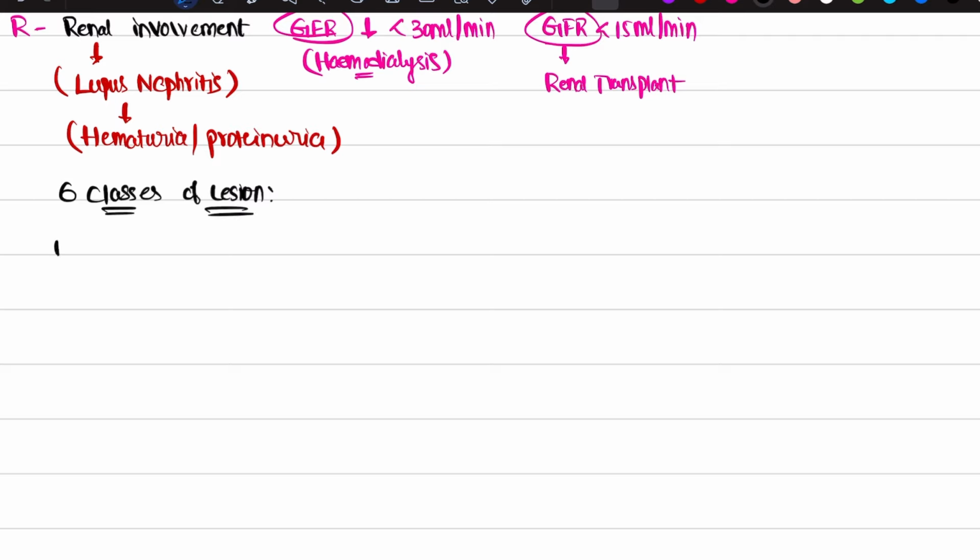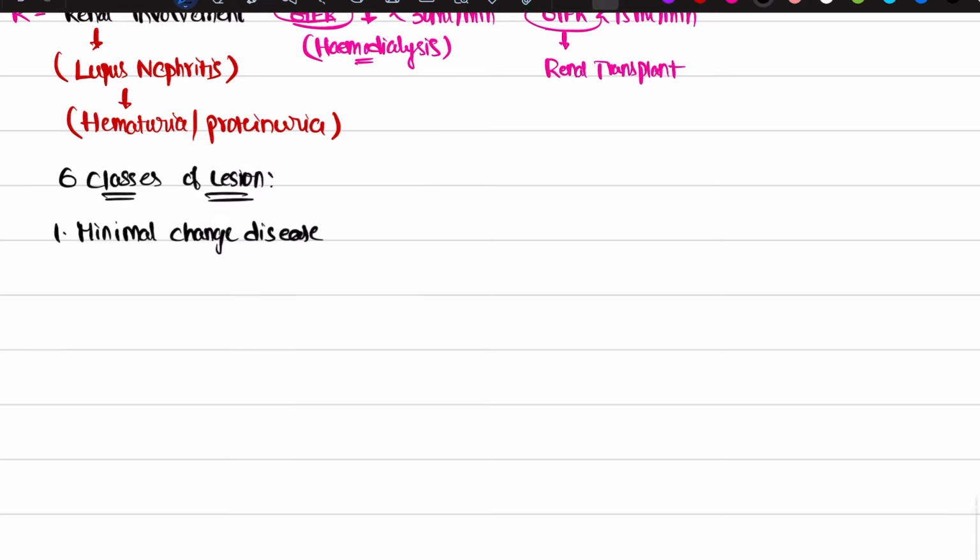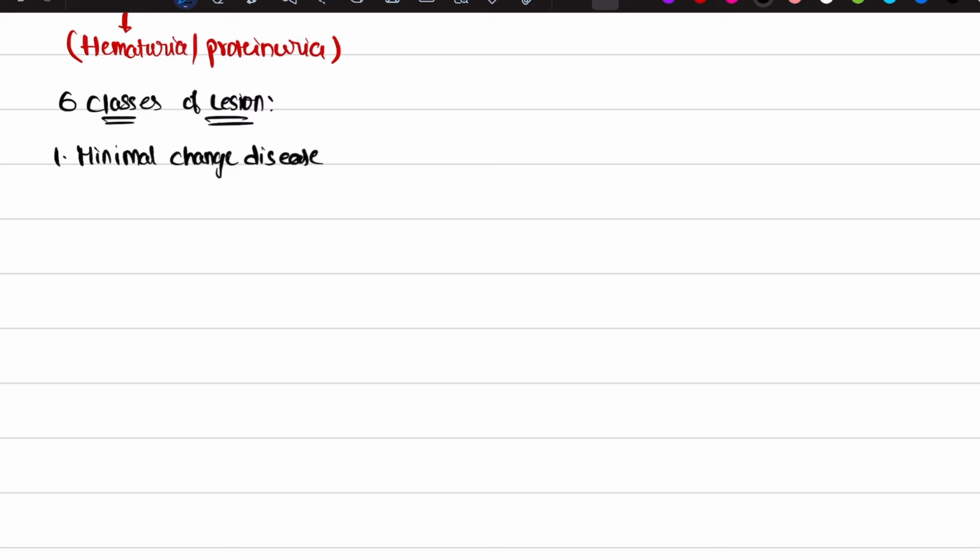The first one is minimal change disease. I hope you guys are familiar with minimal change disease. From this area, questions come in SLE. Everything was a bit easy, so the examiner tries to twist you with this. And the second one is mesangial lupus nephritis.